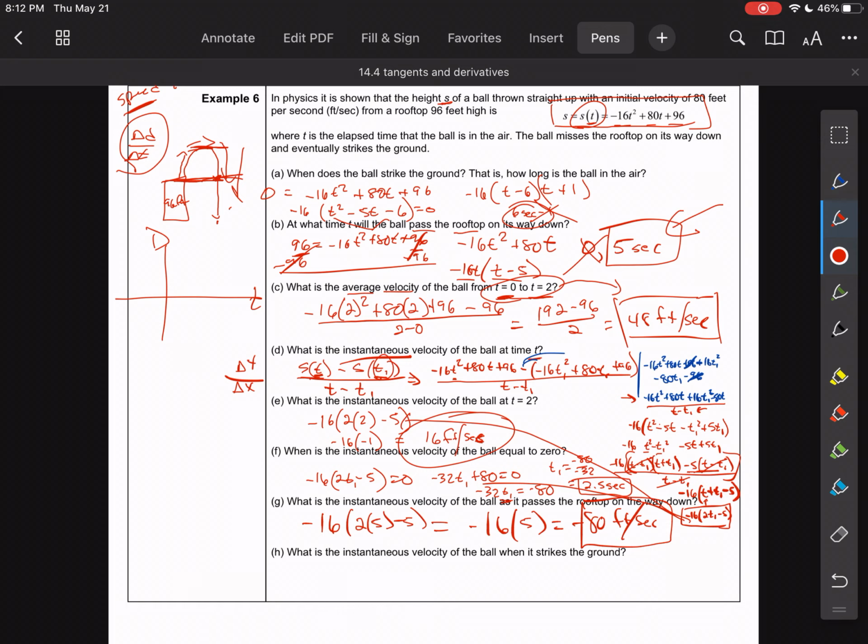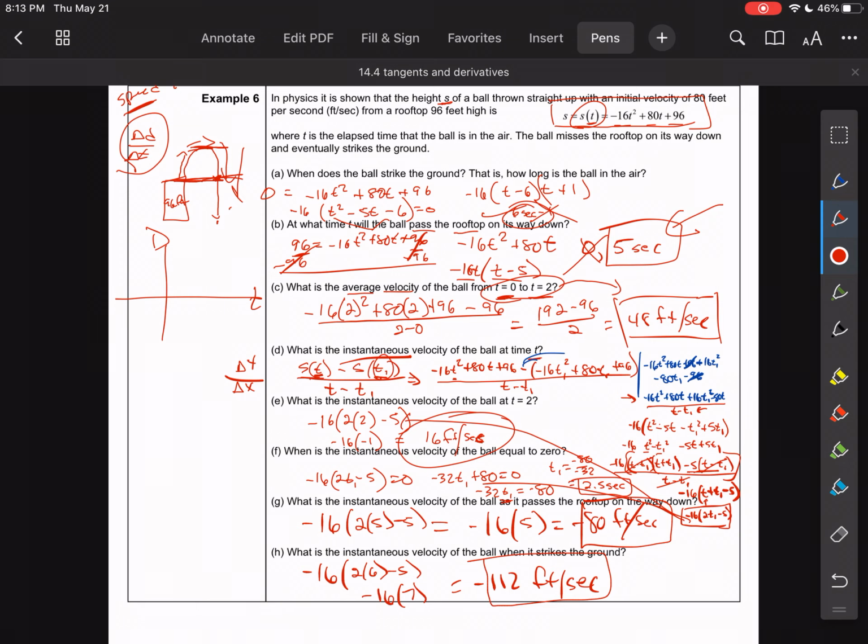And then H, what is the instantaneous velocity of the ball when it strikes the ground? All right, so when it strikes the ground, I believe we figured out what time that was earlier on, and that was 6 seconds. That was our first question there. So I'm just going to evaluate this at 6. Negative 16 times 2 times 6 minus 5. This is 12 minus 5, which is 7, so negative 16 times 7, which is equal to negative 112, I believe, feet per second. So on your homework, I'm not sure if they're going to want you to put that negative in or just say 112 feet per second in the negative direction or toward the Earth.